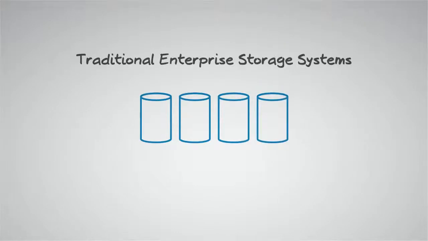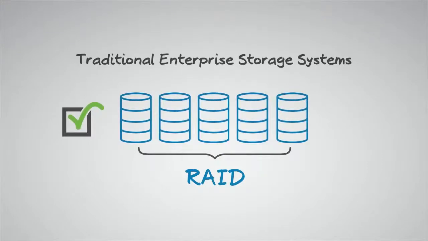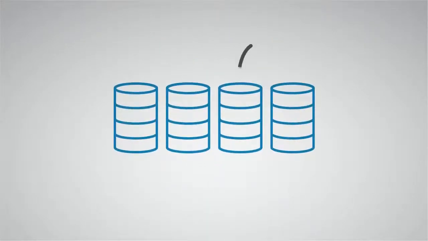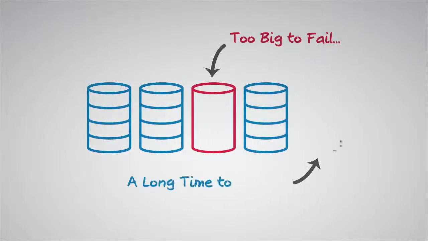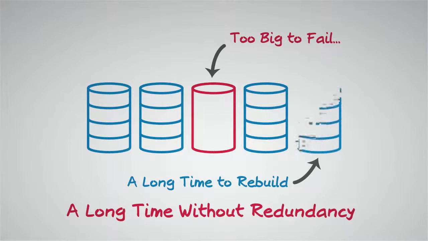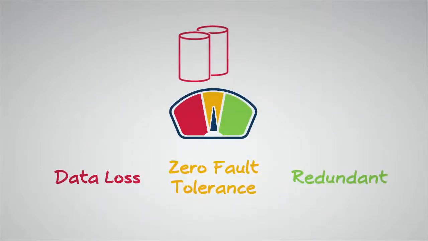Traditional enterprise storage systems all support redundant arrays of independent disks, known as RAID, to protect against disk failures. But many of the traditional RAID levels are designed to handle only one or two disk failures in the group. With today's larger capacity disk drives, when one disk fails, it can take days to rebuild data and restore redundancy. The ability to tolerate only one or two failures is just not enough redundancy to protect your data.